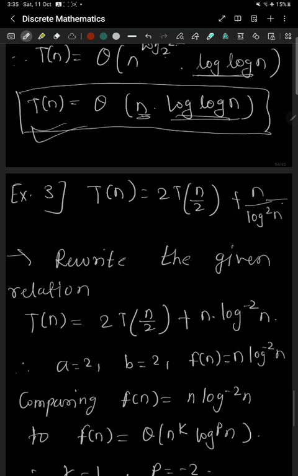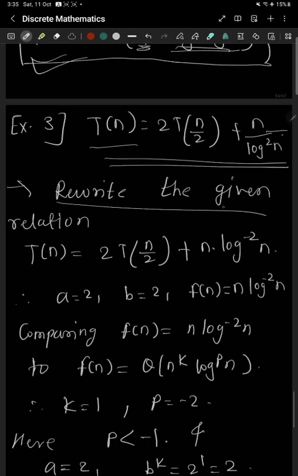Again, the next case is for p less than or equal to minus 1 in the second case. Okay, T of n is equal to, this is our given relation. Rewrite the given relation. This is in the denominator, so we are going to take this log to the numerator. It is a power 2, hence when we take it to the numerator, we are going to make the power negative, hence log to the power minus 2 of n. So 2 into T of n by 2 plus this.